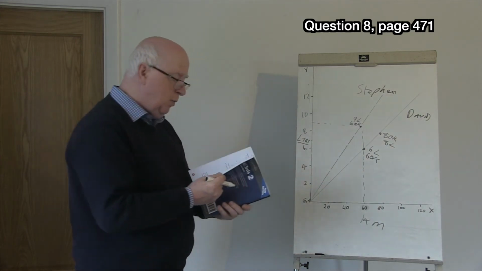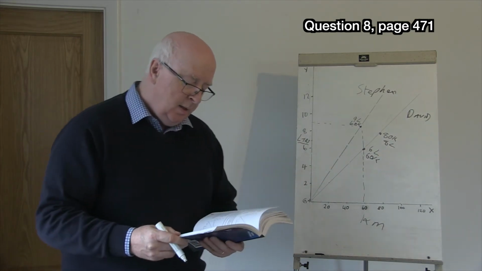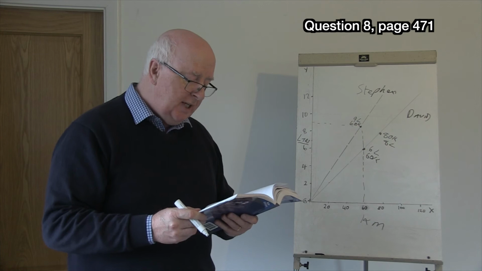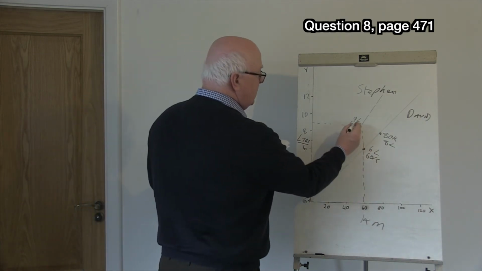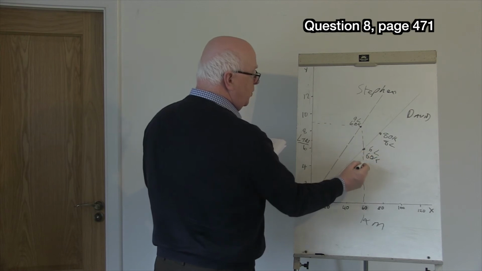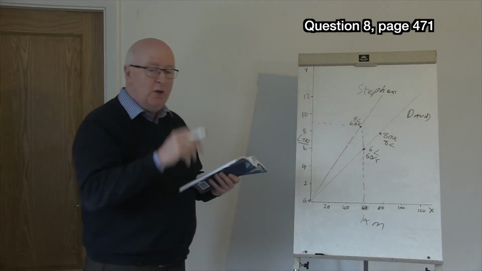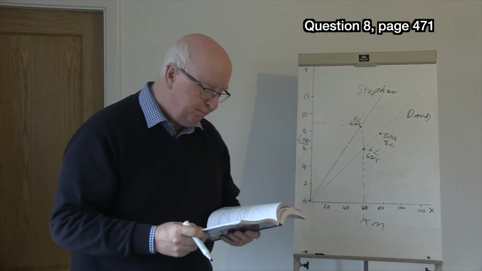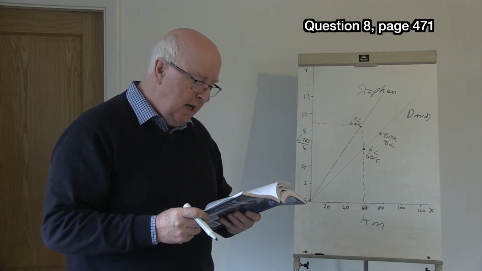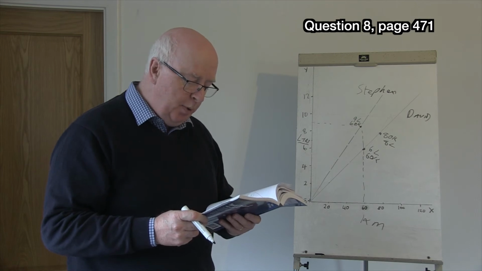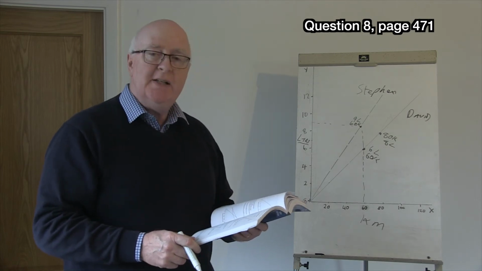So the question there was, how much more petrol does Stephen's car use? Stephen's car uses 9 and David's car uses 6. So the answer is 3 litres. Now the next question is, is this line graph directly proportional? And the answer is yes, it is.